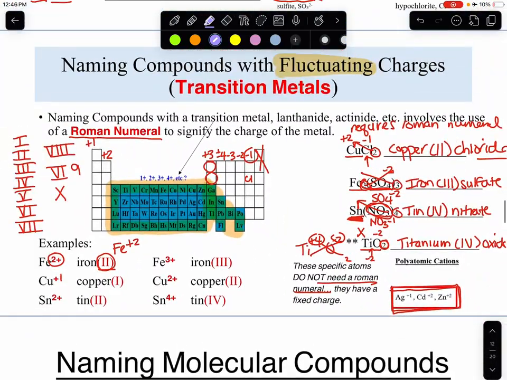So that completes ionic naming. You can go ahead and watch the next video for molecular or covalent naming, and I promise that is a lot simpler.